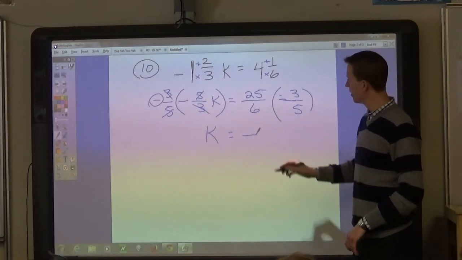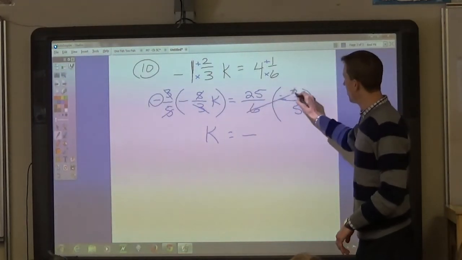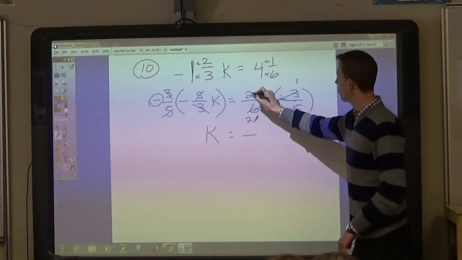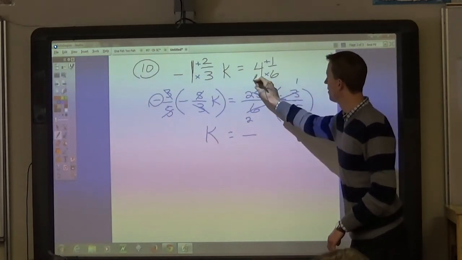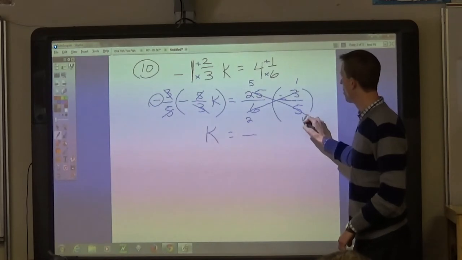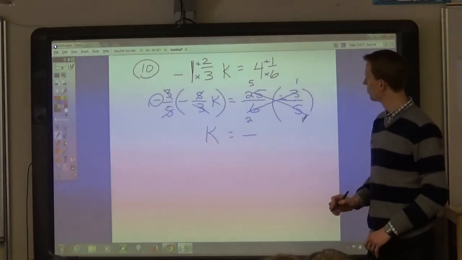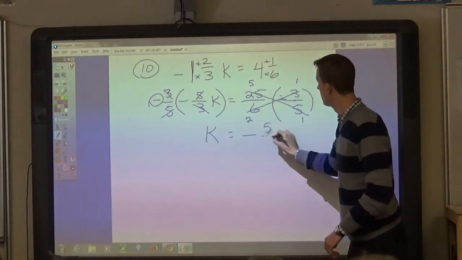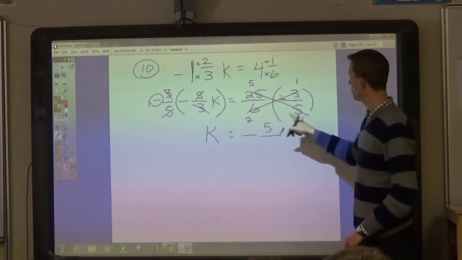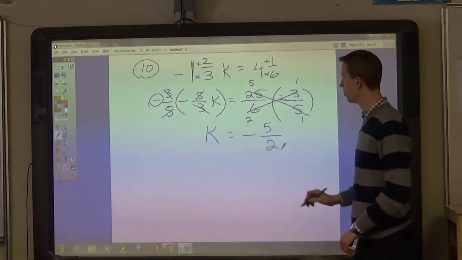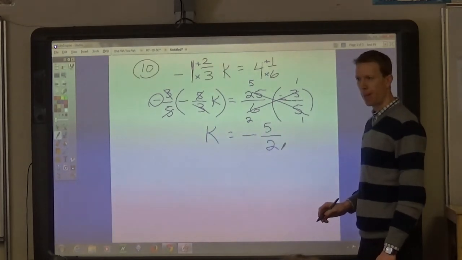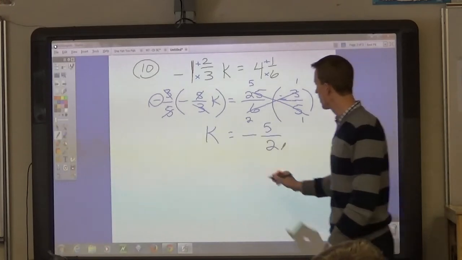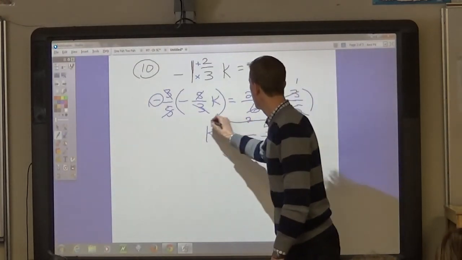And we can reduce this to 6 and 3, 1 and 2, 25 and 5, 5 and 1. So 5 times 1 is 5. 2 times 1 is 2. Okay? So k is negative 5 over 2.